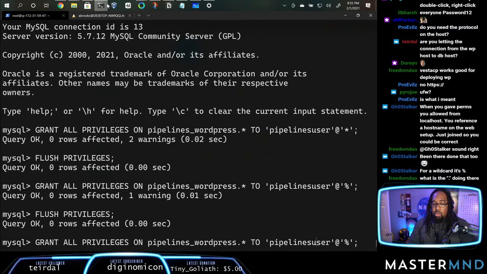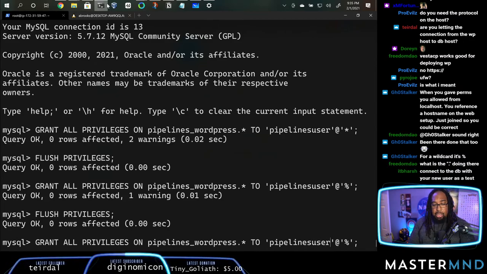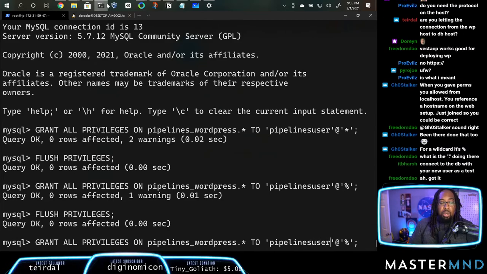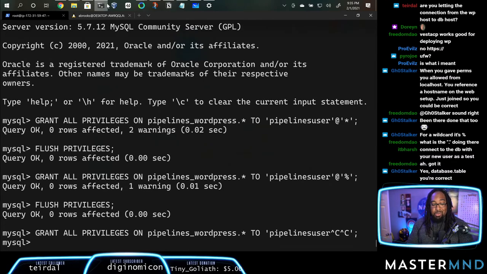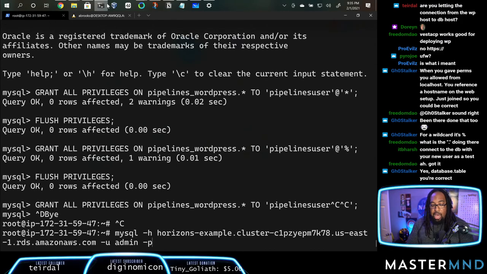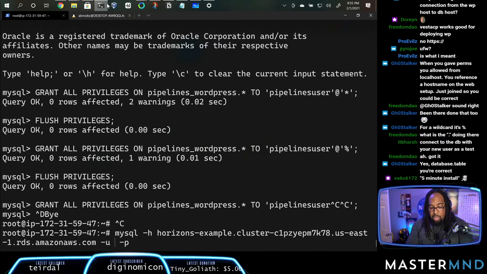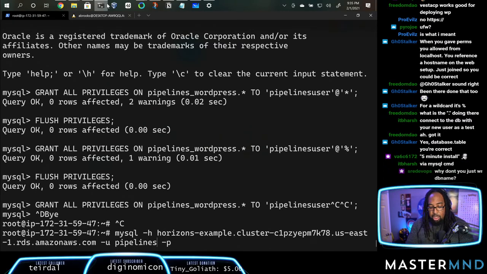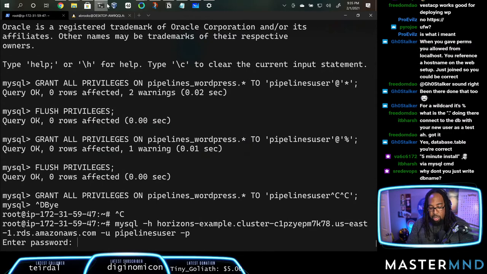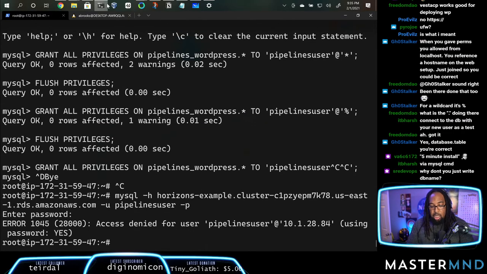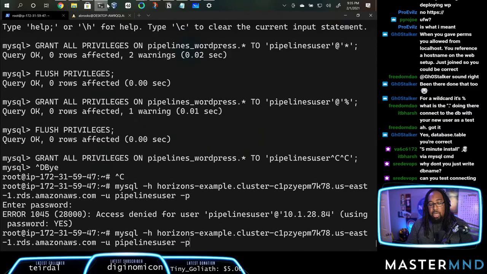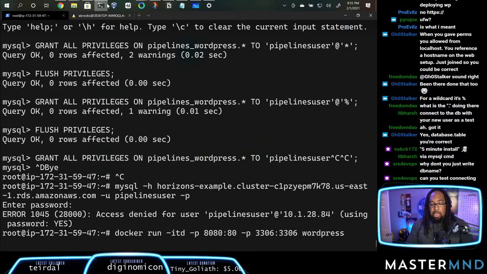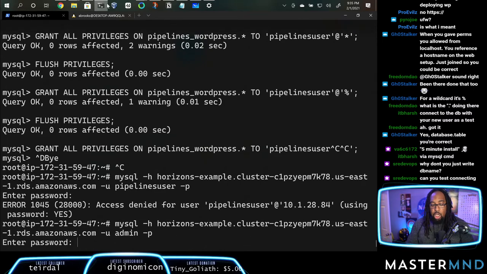To pipelines user. Is the create an issue? Technical DB with the new user as a test. Yeah, I can do that too. Yeah, let's do that. That's a really good test right there. If I now try to connect as pipelines user with password... Access denied. Okay, so anywhere doesn't work, using password, that didn't work. Let me see. Do I need to go back in and use, let me see.